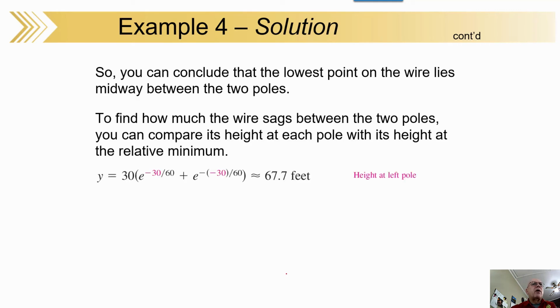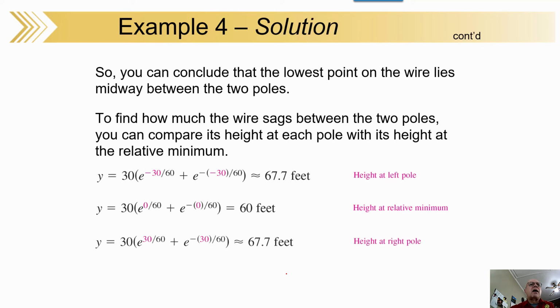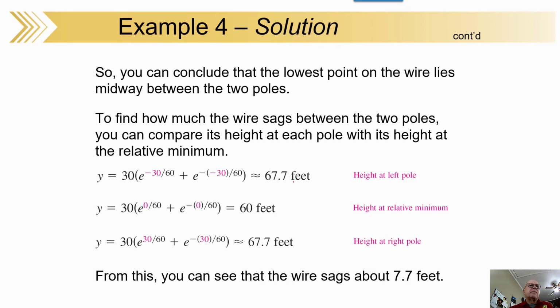So back we are. There's the height of the wire at the left pole, the height in the middle, and the height at the right pole. You can see it's sagged. If you look at the middle one, it's 7.7 feet less than the height at either of the other poles. There's your sag.